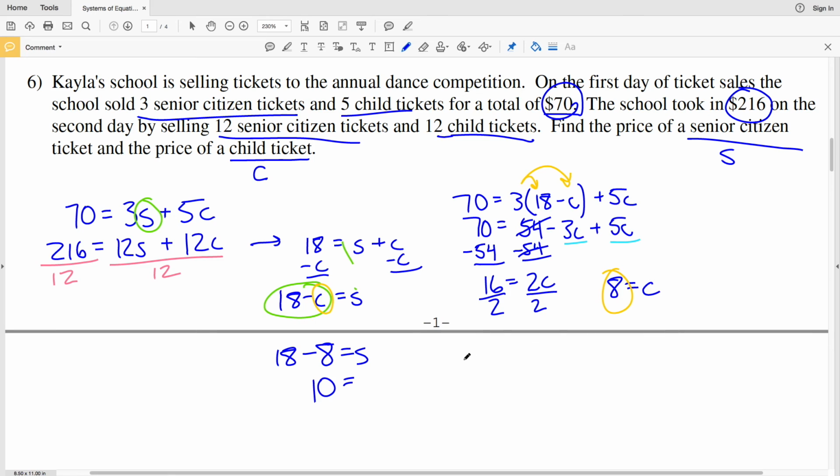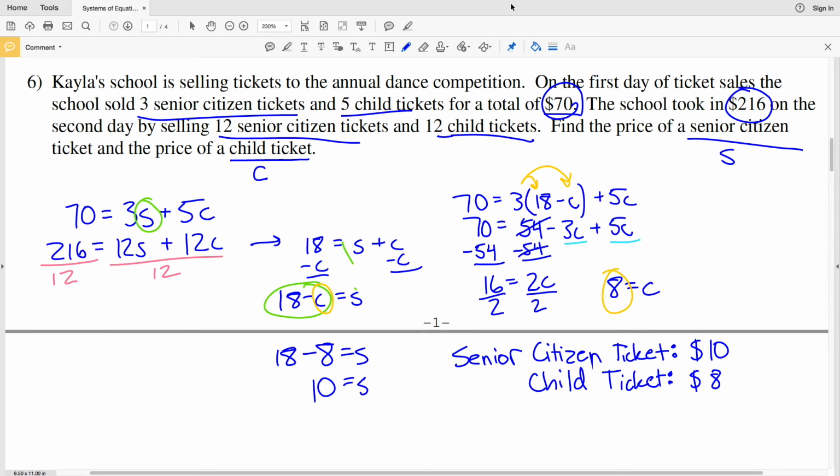Therefore, for number 6, a senior citizen ticket is $10 and a child ticket is $8. And that's my final solution in this video. Join me in the next video where I'll go over the next 3 problems, completing numbers 7, 8, and 9.